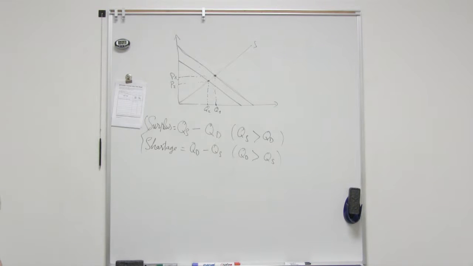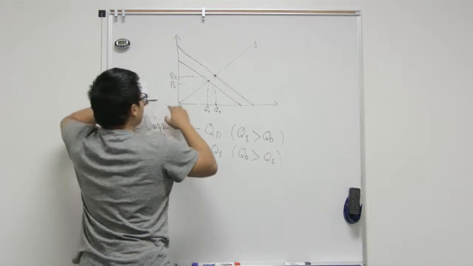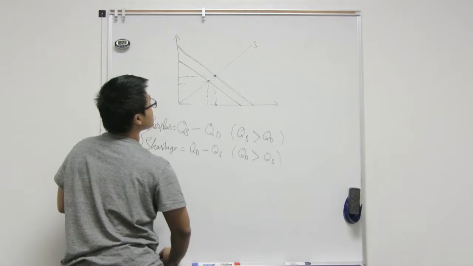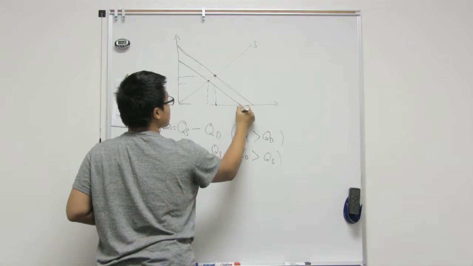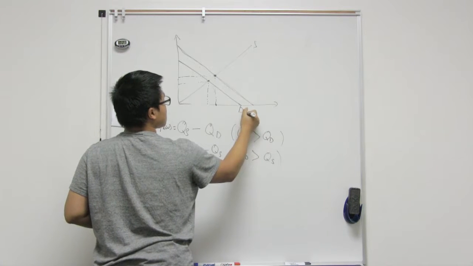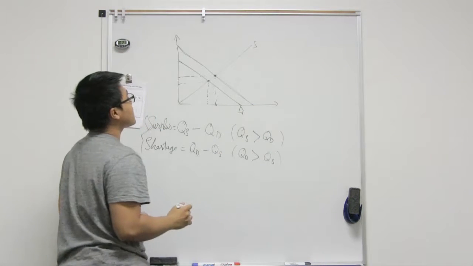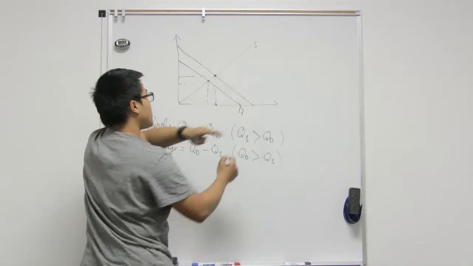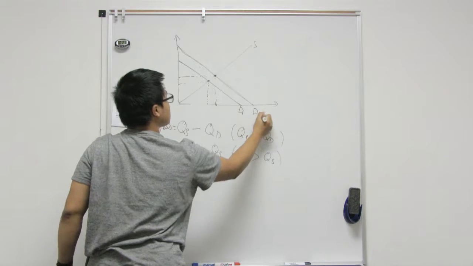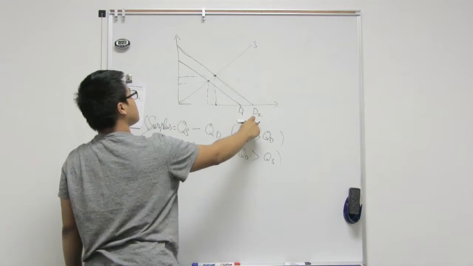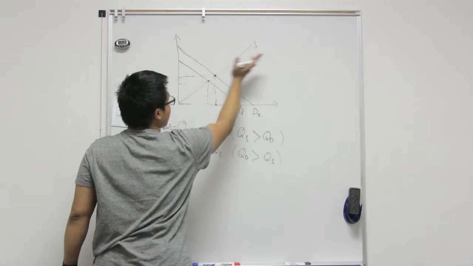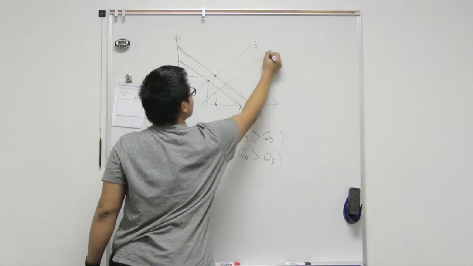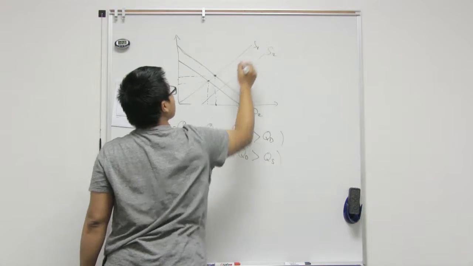So let's look at the new equilibrium. Let's say this is the original demand. In this case, the demand shifts out and the supply also shifts out. So that's demand 1, that's demand 2. And the supply curve shifts out as well. That's supply 2, that's supply 1.